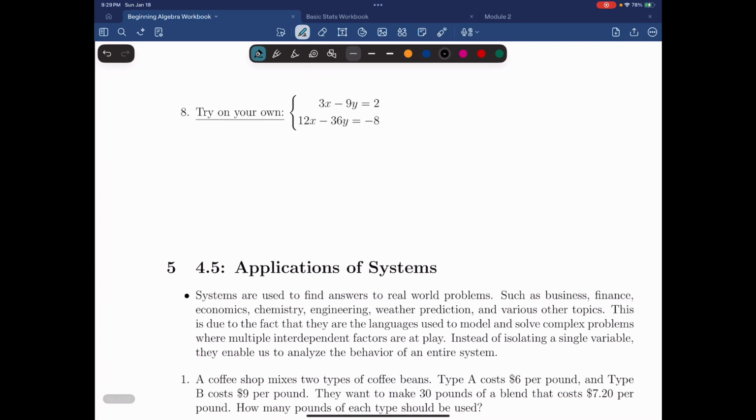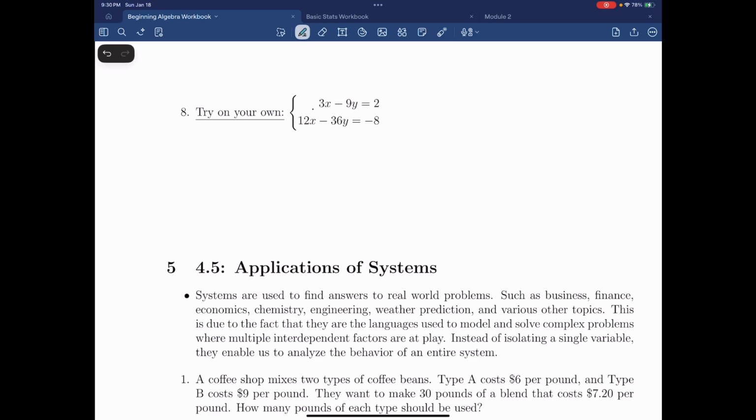So for the last example, I encourage you to pause the video and try it on your own. So solve the system and then determine if the lines are parallel, perpendicular, or if they aren't parallel or perpendicular. And assuming you have given this a go, let's work through this. So here we have a 3x and a negative 9y. So we have 2 positive x terms and 2 negative y terms.